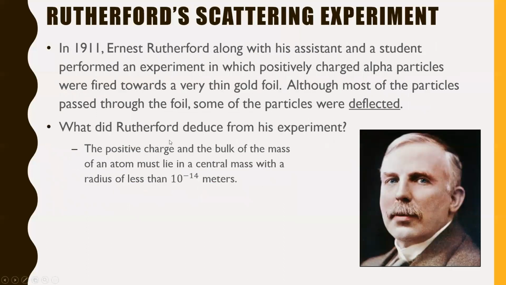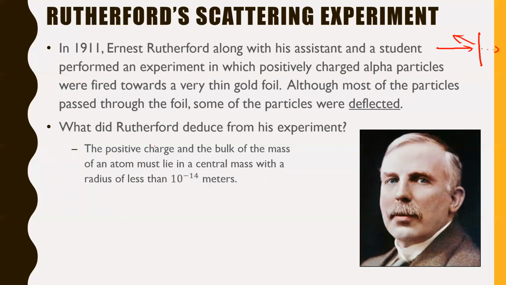Now, in comes Rutherford. This was in 1911. Ernest Rutherford, along with his assistant and a student, performed an experiment in which positively charged alpha particles were fired towards a very thin gold foil. Although most of the particles passed through the foil, some of the particles were deflected. So in other words, when he saw that piece of gold foil and those alpha particles going to it, some of them went right through, others bounced back. So what did Rutherford deduce from this experiment?